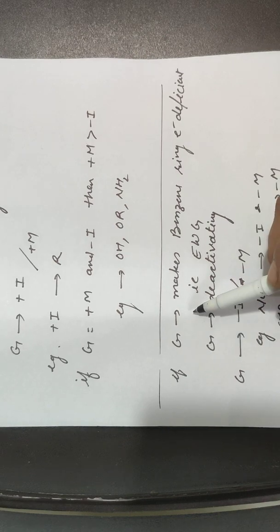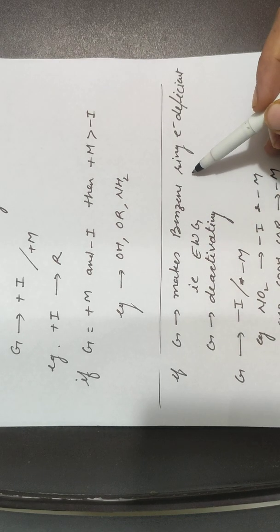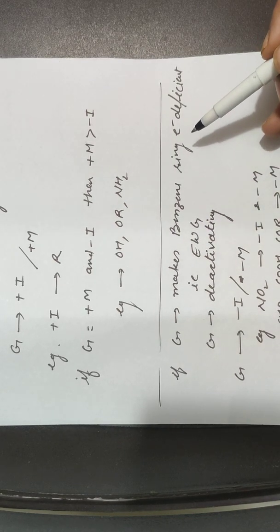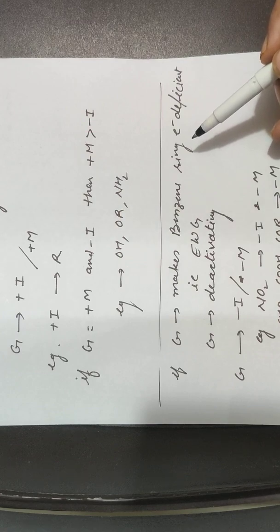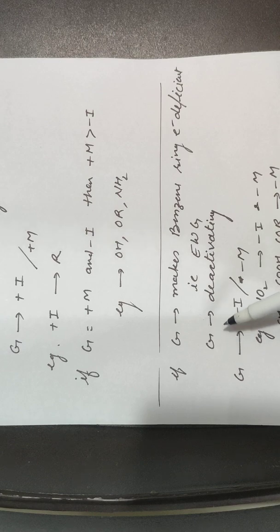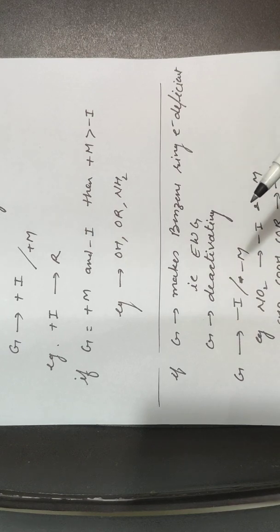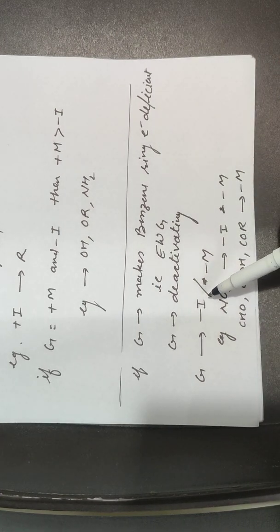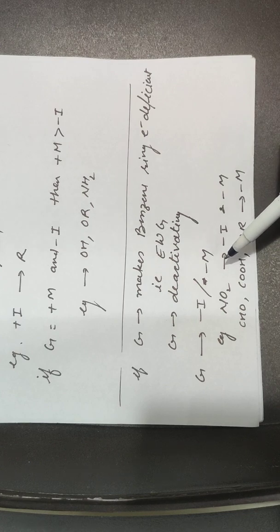If the group is making the benzene ring electron deficient, that means if these groups are pulling electron density from the benzene ring, that is EWG, then these groups are called deactivating groups. Which types of groups will these be? Groups having minus I or minus M effect.